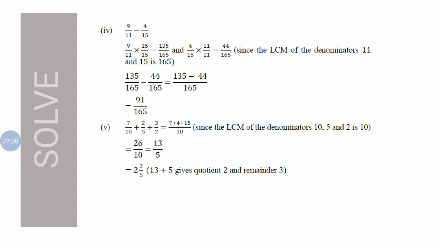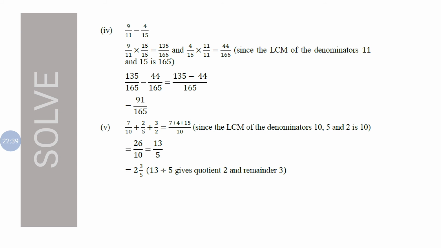So another one, 4 by 15. So numerator and denominator multiply by 11 by 11. 4 11s are 44. 15 11s are 165. So the denominators are the same. So we take a common denominator, 165. Just subtract 135 minus 44. So 135 minus 44, we get the value 91 by 165. Do you understand?